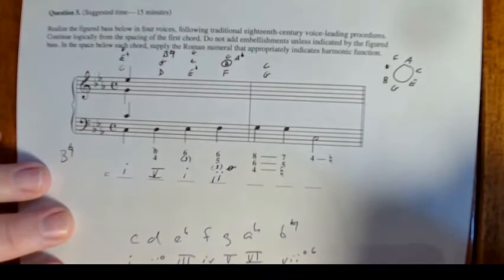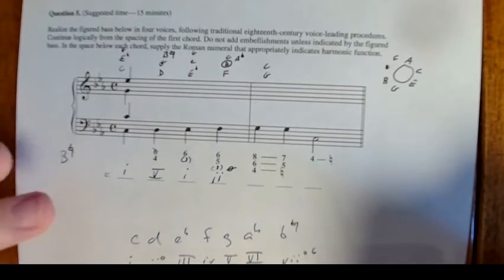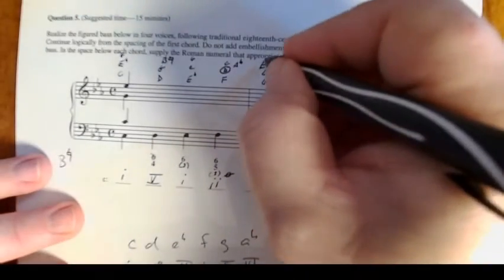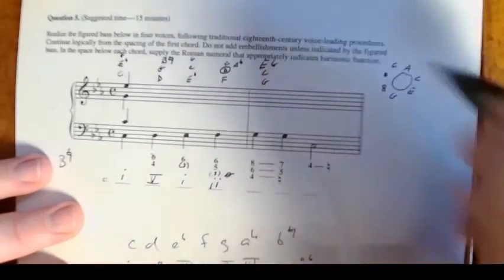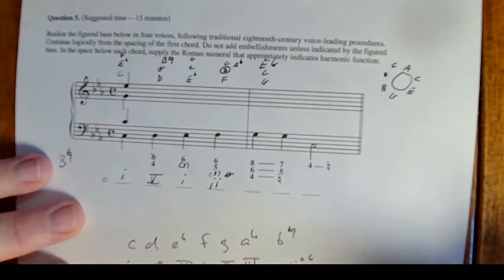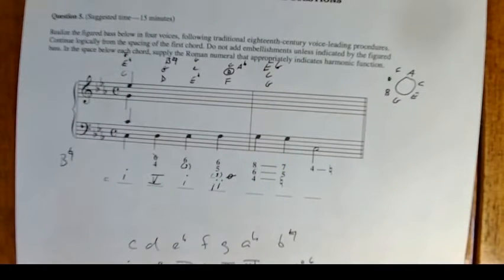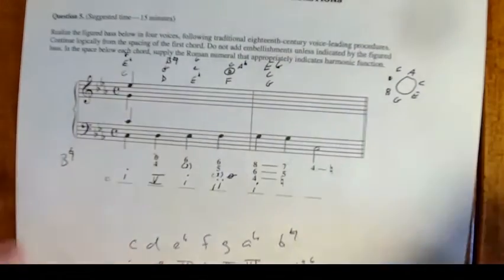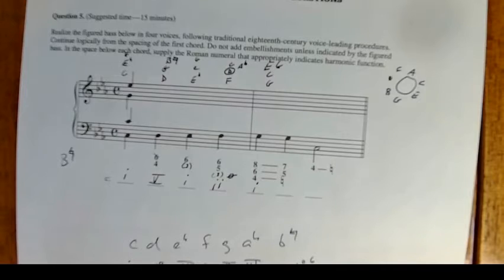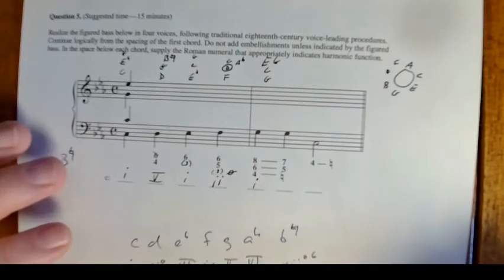A 6 above G: G, A, B, C, D, E. And an 8 above G. Well, that's an octave, right? So that's just another G. Okay? So G, C, E. G, C, E. Well, that sounds like it's a C, E, G chord, right? And that's a 1 chord. And that would be a 1, 6, 4. So that would be a cadential 6/4, right?